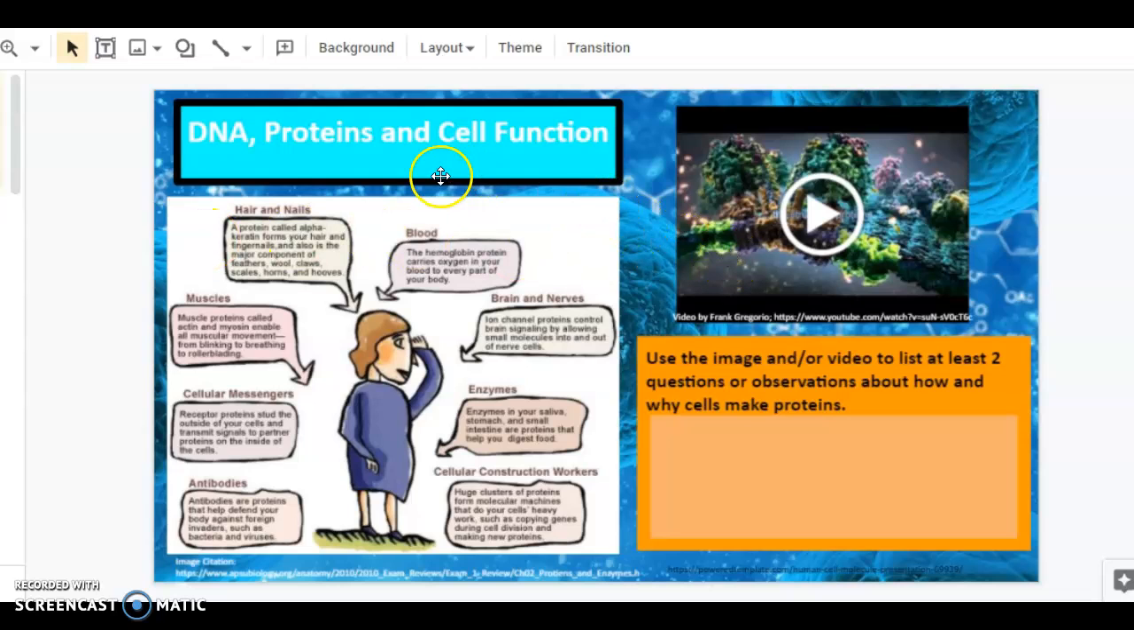Before we begin looking at DNA, proteins, and cell function, take a few minutes to watch this short video on the first slide. Pause the video you're watching now and go and watch it. And as you watch it, think about any questions you have or observations about things that you notice. Then come back here and we'll get started.